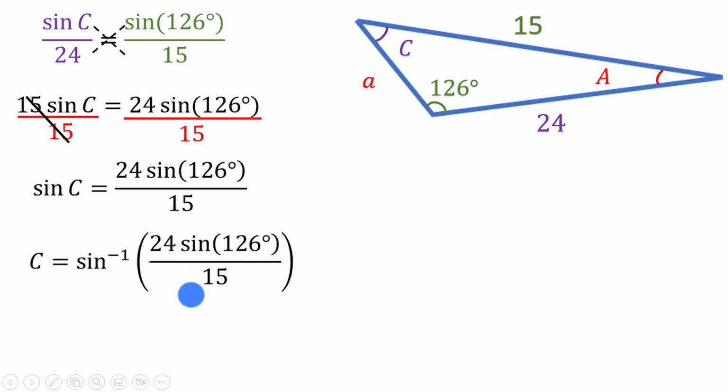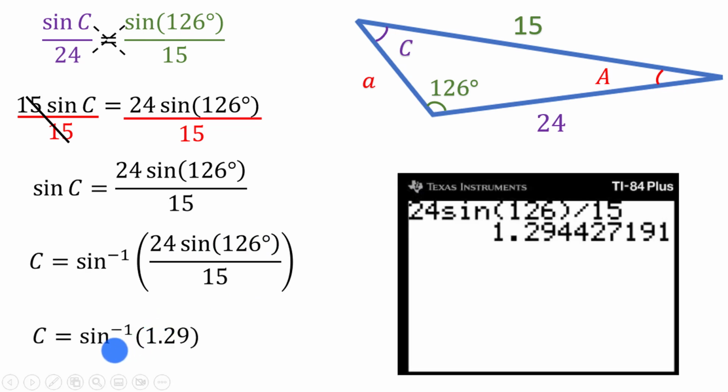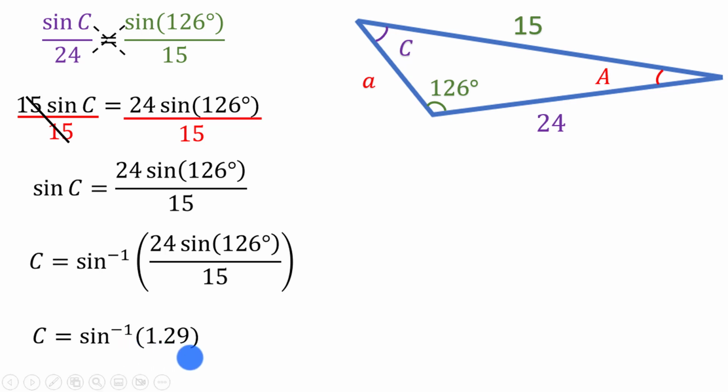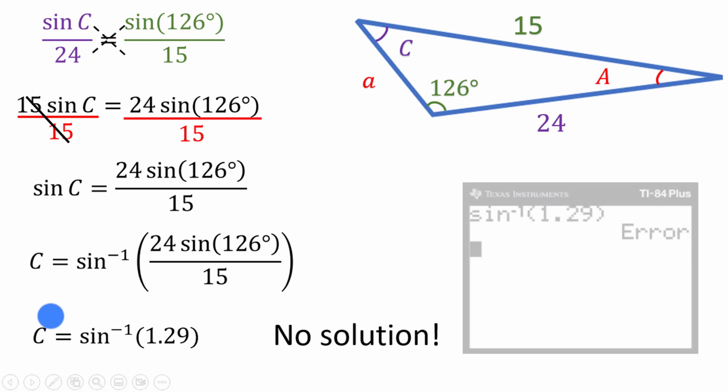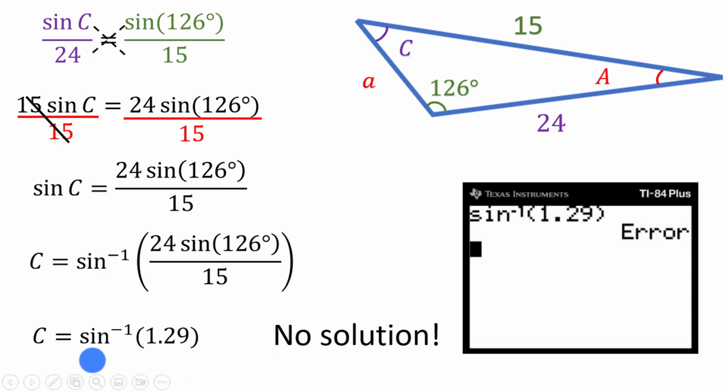If you type the inside of the inverse sine function into your calculator, you will get 1.29. Now this is asking us, sine of what is equal to 1.29? Well, remember that the range of the original sine function is between -1 and 1. Sine of nothing will give you 1.29, so there is no solution. If you were to type this into your calculator, you would get an error. There is no angle that you can take the sine of that will give you 1.29. Sine ranges from -1 to 1, so there is no solution. There is no possible side-side-angle triangle with these side lengths and this angle that can create a triangle.